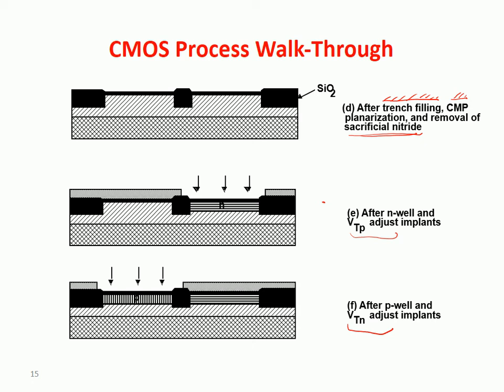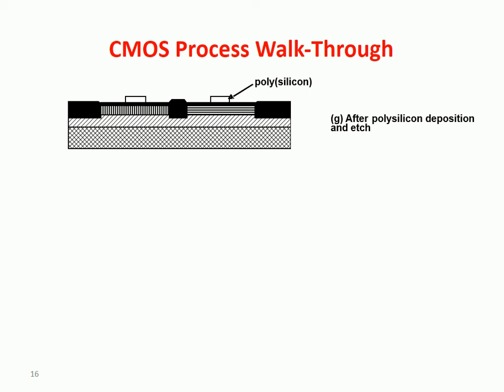So we only need the source, the drain, and the contacts. And now we have this thin oxide layer, which is good to be used as the gate dielectric. So what we do is we deposit on top of it the gates, the gate for the N-MOSFET and the gate for the P-MOSFET, in polysilicon.